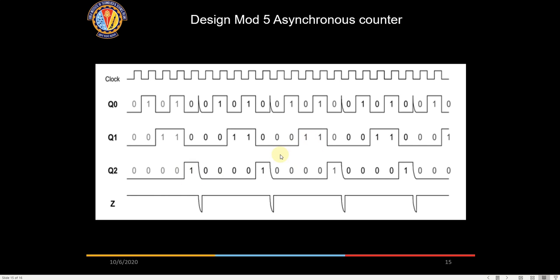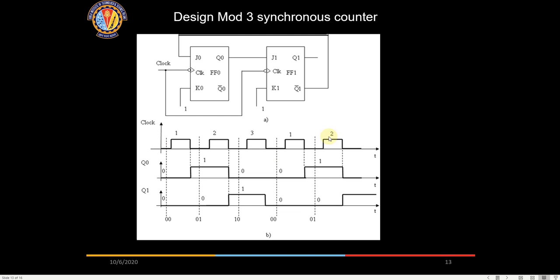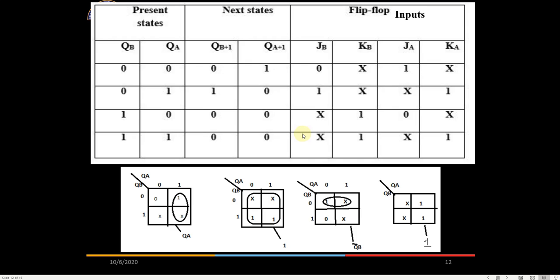No, these asynchronous counters will have this disadvantage, right? So that is the reason we go for synchronous. Okay, so you just go through these, some of the textbooks also. There are other examples also.